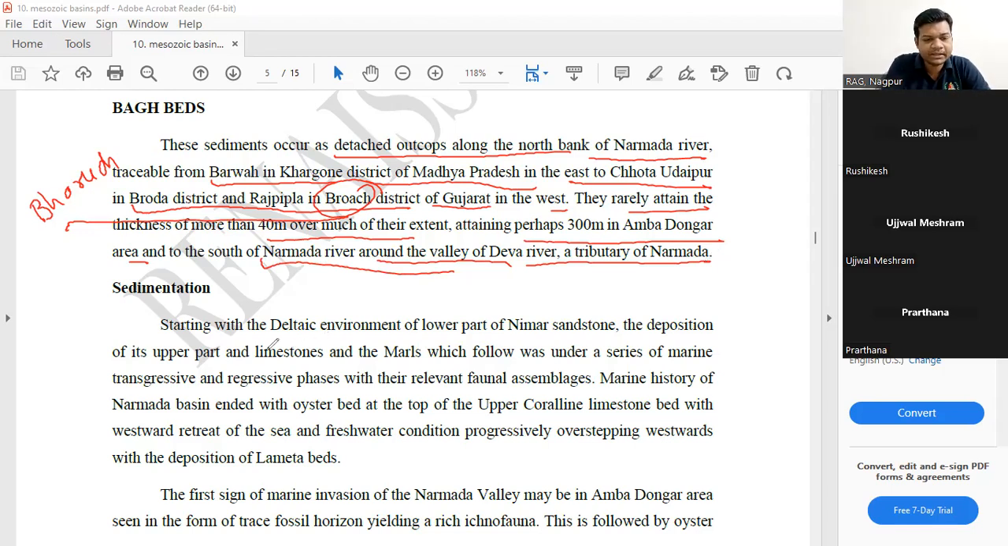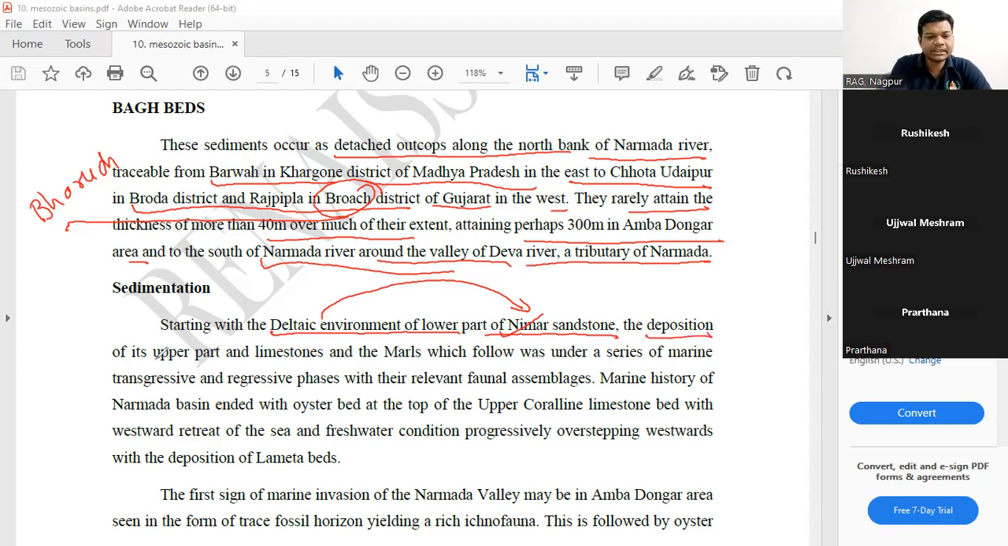Now, the sedimentation starts with the deltaic environment of the lower part of the Nimar sandstone. Remember this: deltaic environment, Nimar sandstone. They may ask a question like this: Nimar sandstone belongs to which kind of environment, or deltaic environment is represented by, and four names will be given. If Nimar sandstone is there, that is the answer. But be aware, it is not a multi-answer question, not an MSQ.